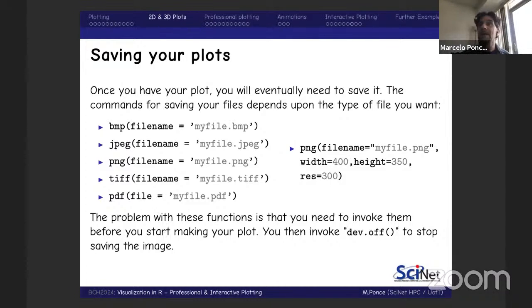So the bottom line is, in the professional quality plots, we're going to be using these vectorized file formats, okay? So not BMP, not PNG, nothing like that, which in some cases are good if you want to include those in a web page or something like that, but not for a journal, not for a publication quality purpose.